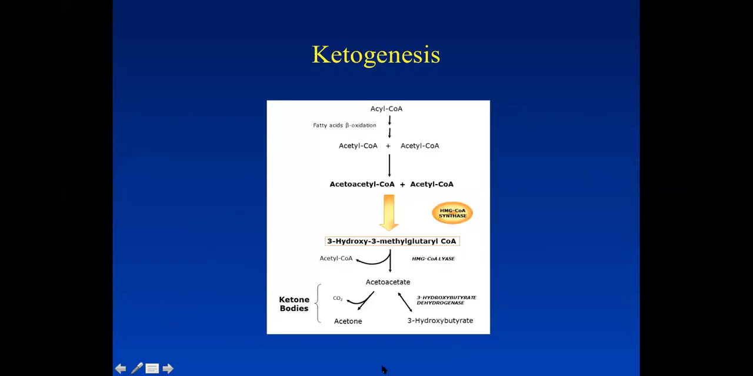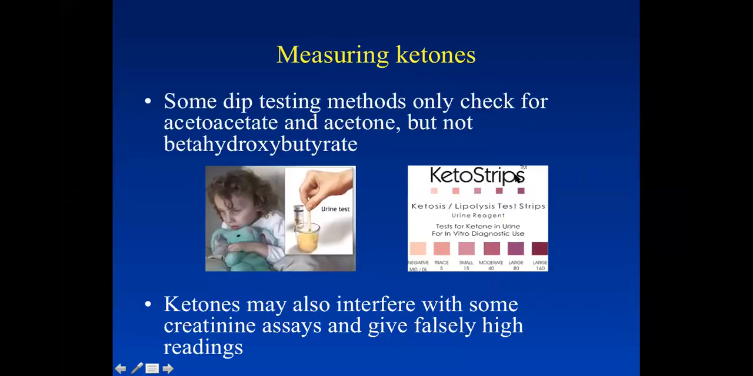So this is the pathway of ketogenesis, which you have learned so many times, just for you to go home and revise. Then we can measure the ketone bodies using urine strips. There are methods of measuring ketone bodies using strips.